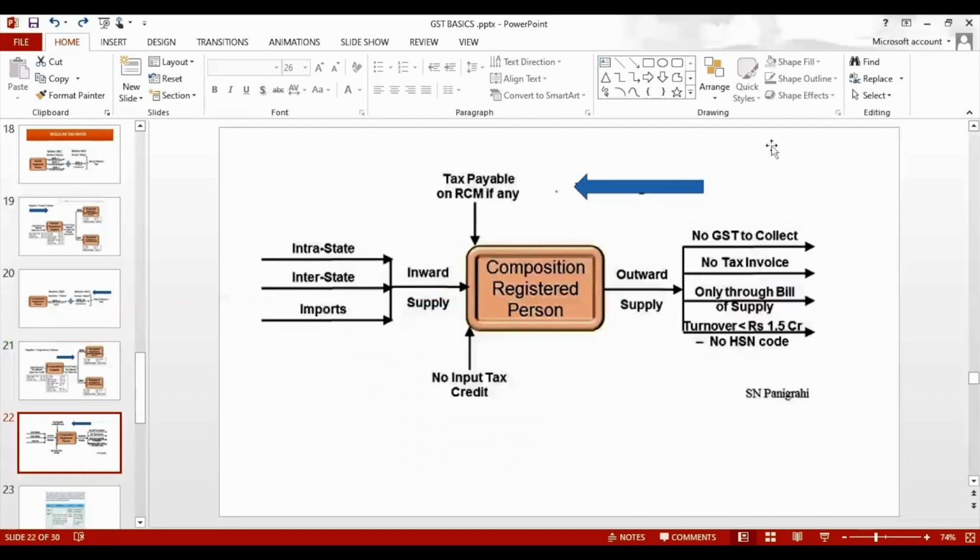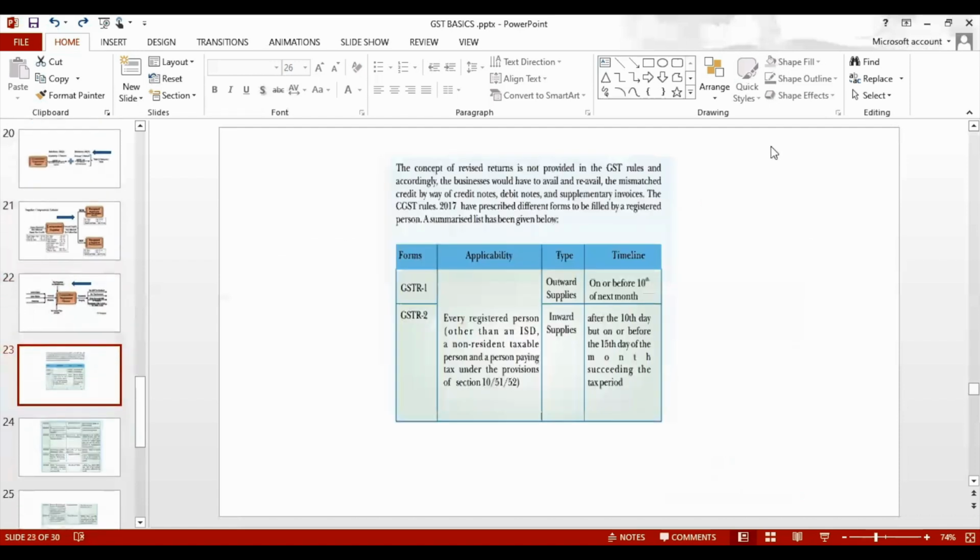Next, the places will change. How to handle this in a composite dealer. I am explaining the basic pro forma. How it works for interstate or intrastate imported goods. How it will be GST taxable. How it will be output GST and input GST. The basic pro forma is easy to understand. I am uploading it here. And what forms are there in the GST portal, what is the applicability, what is the type, and what is the deadline of filing each form. I am explaining in 3 slides.